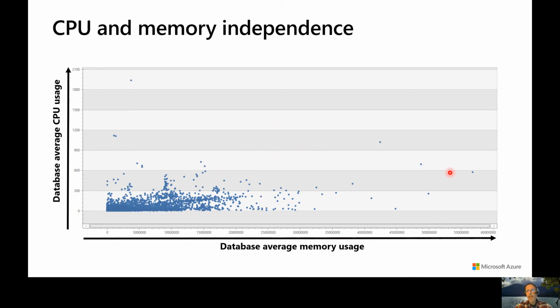And what you'll notice is that there are some databases that may require quite a lot of memory, but very little CPU. And conversely, there are other databases that may require much more CPU than memory. And then databases that have CPU and memory usage patterns for a lot of different points in between. So the key point to emphasize here is the independence between memory usage and CPU consumption across different databases.